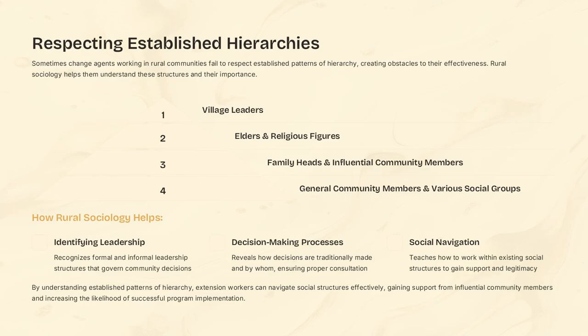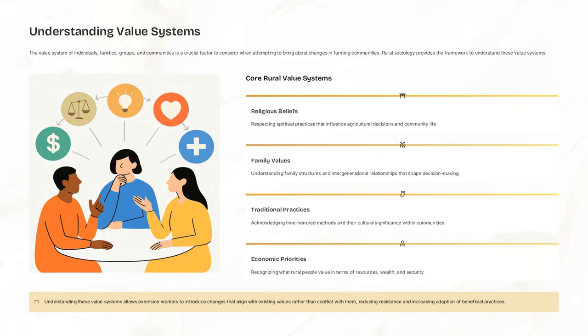By understanding established patterns of hierarchy, extension workers can navigate social structures effectively, gaining support from influential community members and increasing the likelihood of successful program implementation. Understanding value systems. The value system of individuals, families, groups, and communities is a crucial factor to consider when attempting to bring about changes in farming communities. Rural sociology provides the framework to understand these value systems.